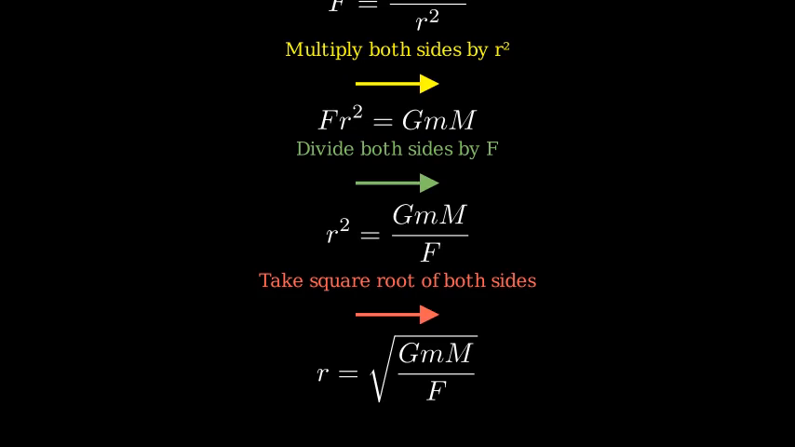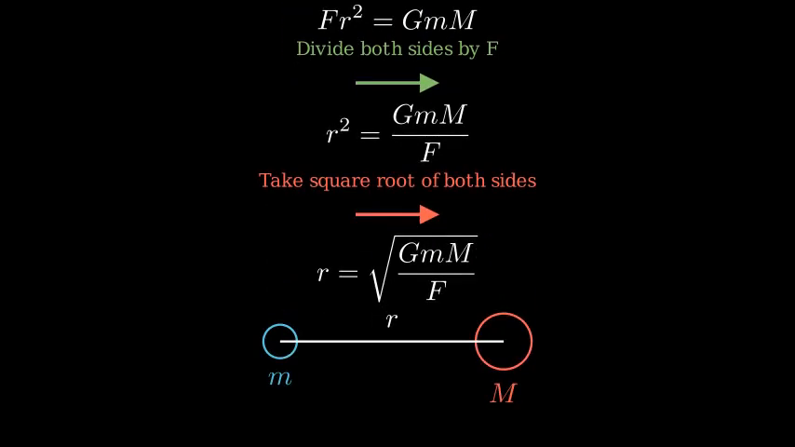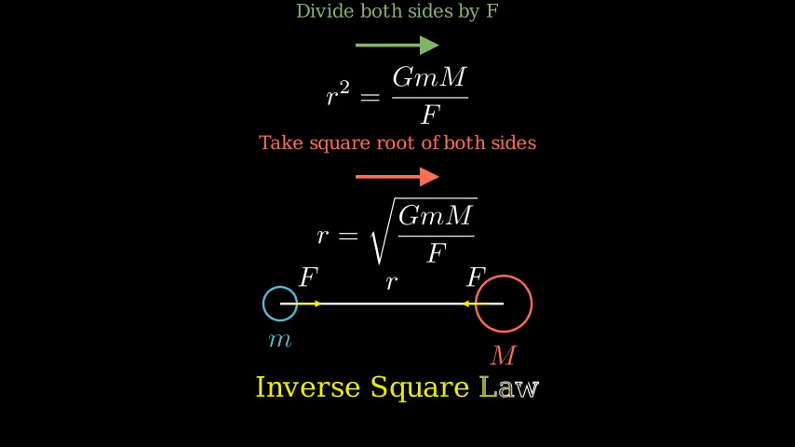Let's visualize what this equation means. Consider two masses, m and m, separated by a distance r. The gravitational force F between them decreases as the square of their separation distance. This is why we call it an inverse square law.